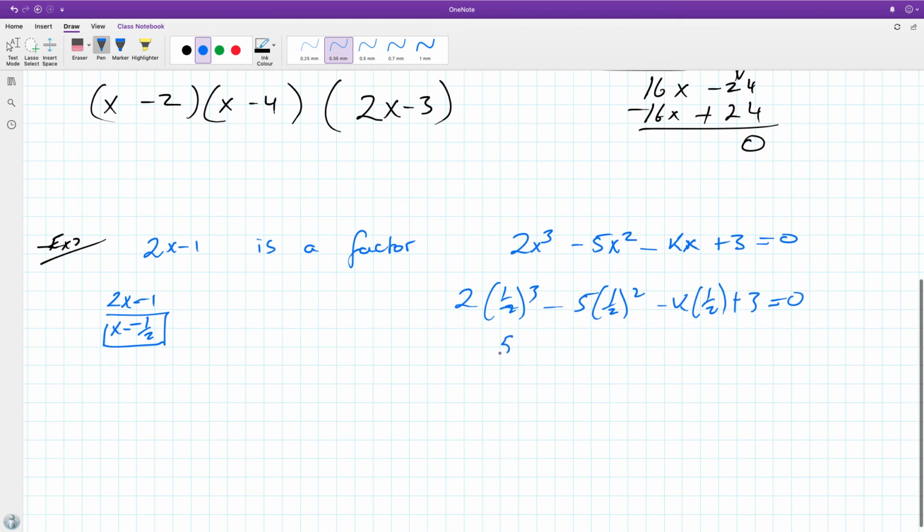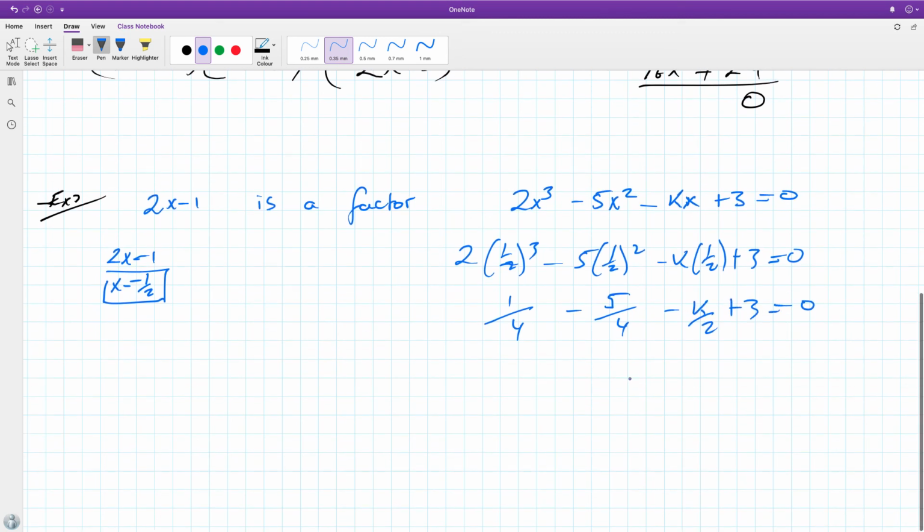2 times a half cubed is, no it's not, it's a quarter, isn't it? 1 over 4. 5 times a half squared is 5 over 4, minus k over 2 plus 3 is equal to 0.